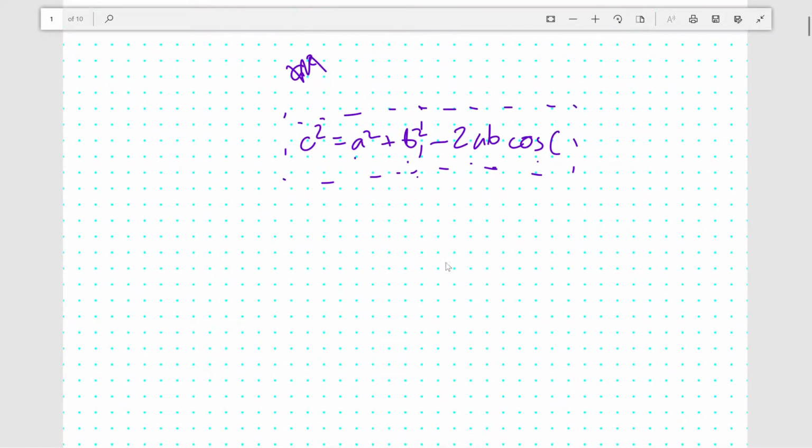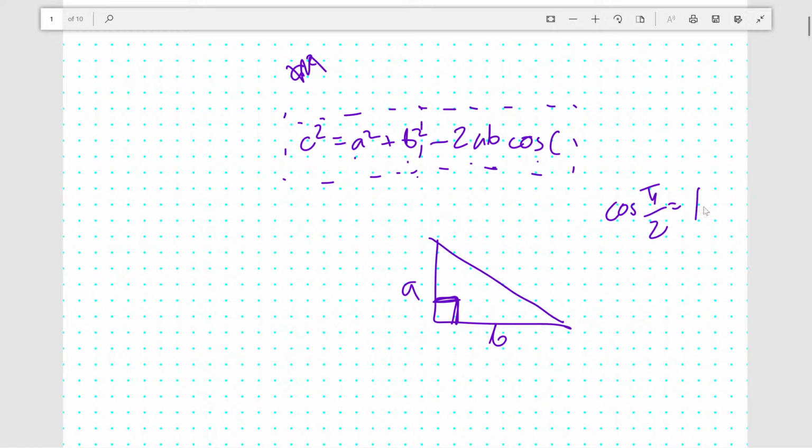As you can imagine, for the Pythagorean theorem, say you had the side A, the side B, and the angle C was 90 degrees. Cosine 90 degrees, or cosine pi over 2 radians, is equal to 0, so of course this part would cease to exist, and you're just left with the normal a squared plus b squared equals c squared. But that's quite an interesting connection to make when you're learning about this stuff.